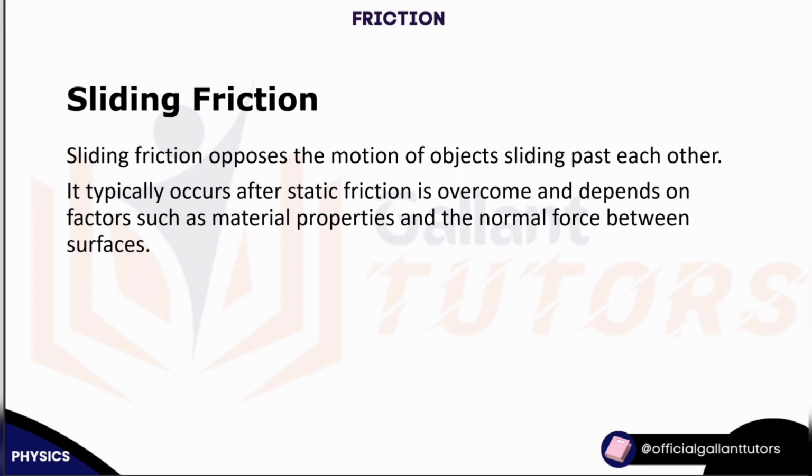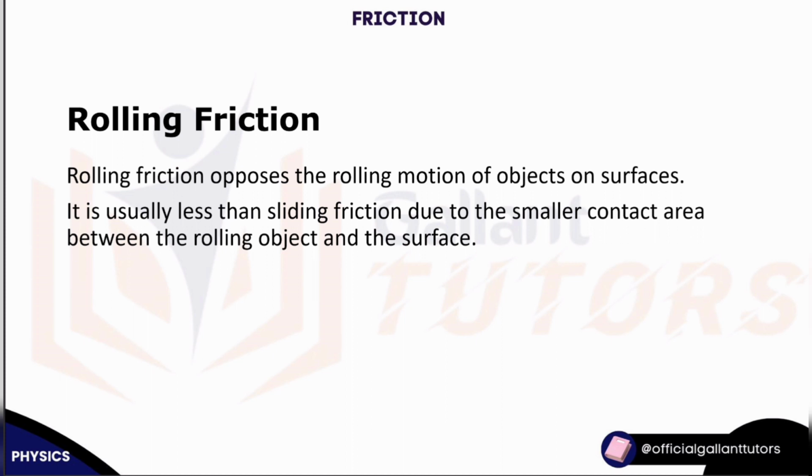It depends on factors such as the material properties and the normal force between surfaces. Now, the normal force is opposite and equal to the weight of that object. In the next video, I will explain that in detail, but just like I said in the beginning, this is the foundation, so we're talking about the basics only. Now, the next one, which is rolling friction.